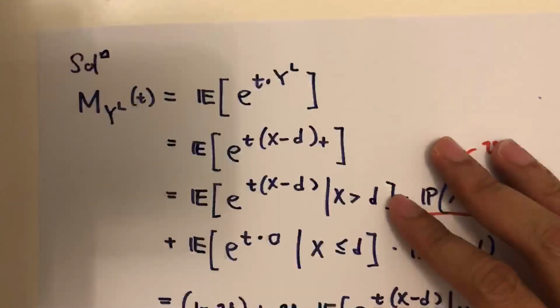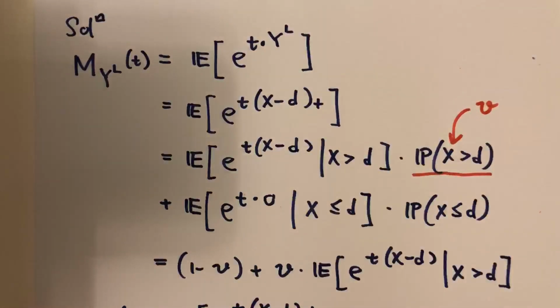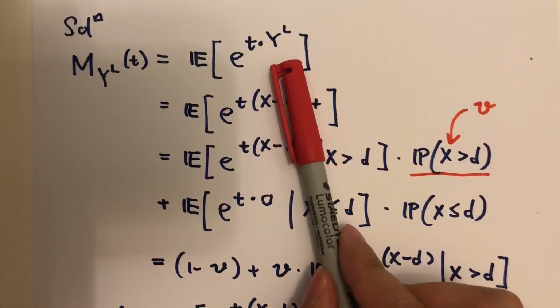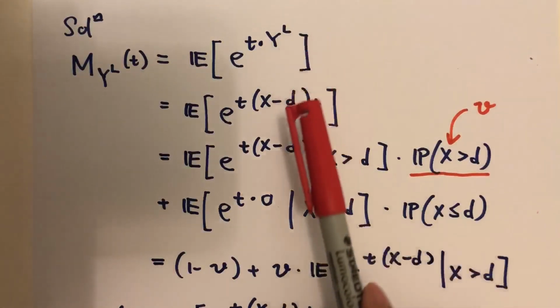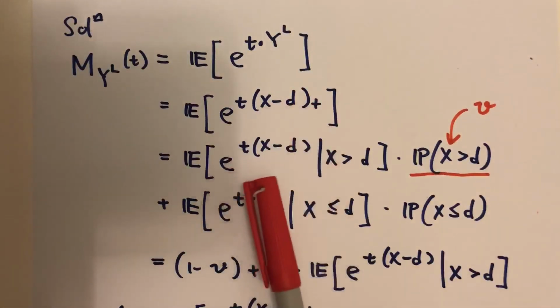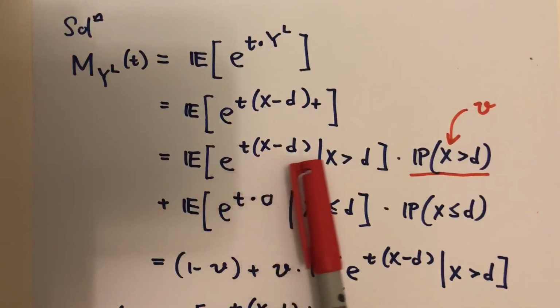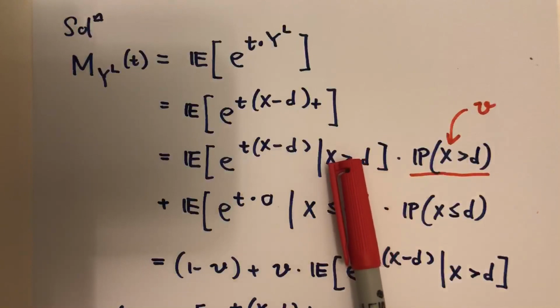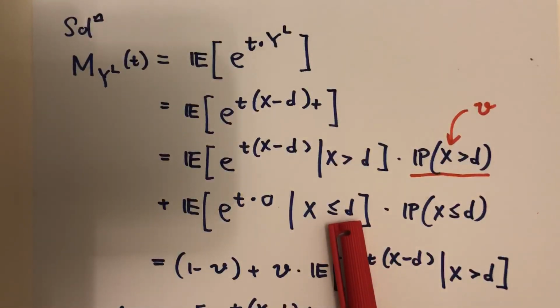So to do this, we look at the MGF. Okay, so in order to show that two variables have the same distribution, we need to show that, for example, they have the same MGF. So now we look at the MGF of Y^L. So by definition, it's like this. Okay, and then Y^L by definition is (X - d)+. And then we use the total expectation formula. So we condition on whether X is bigger than d or X less than d.